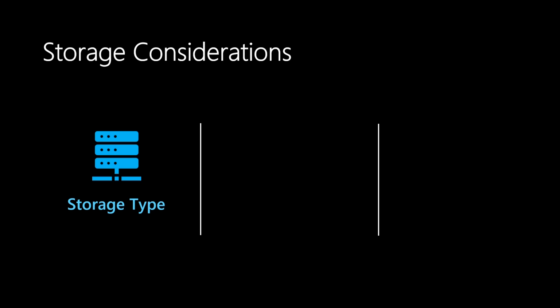So, the first option is storage type. In Azure, we have multiple different choices. So there's blob storage, there's file storage, and then there's HDFS compliant storage. There's actually more than that, but for this course, we want to keep things simple.